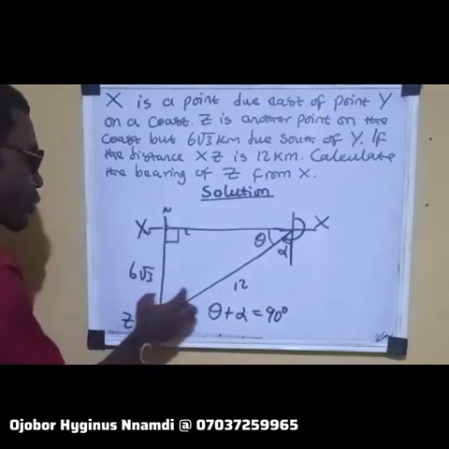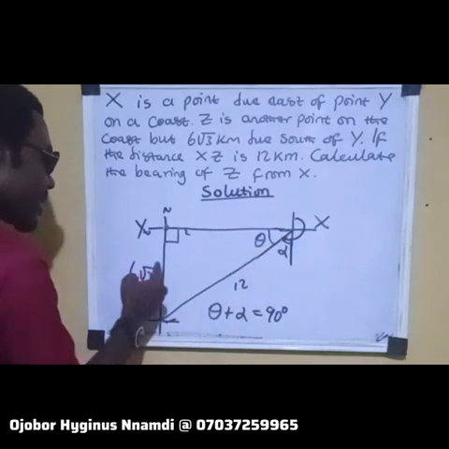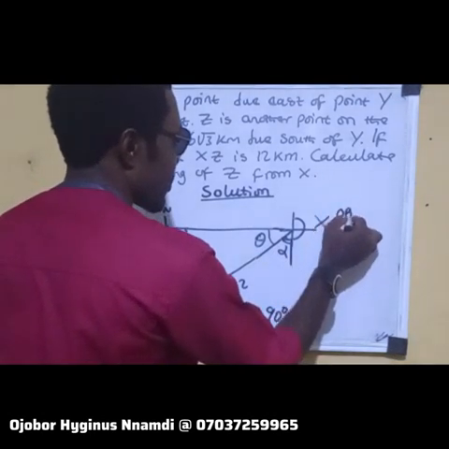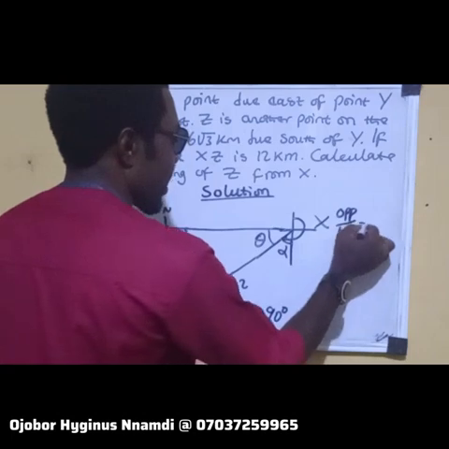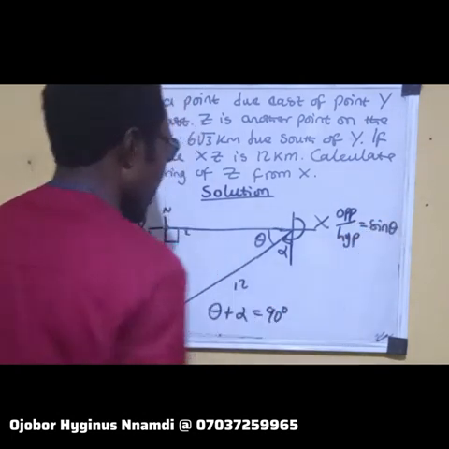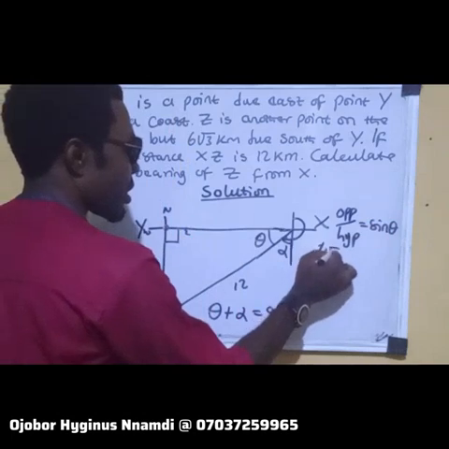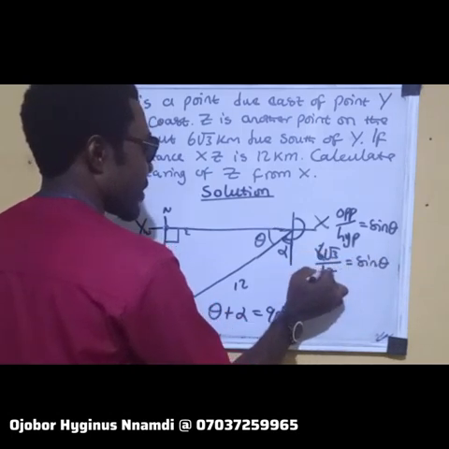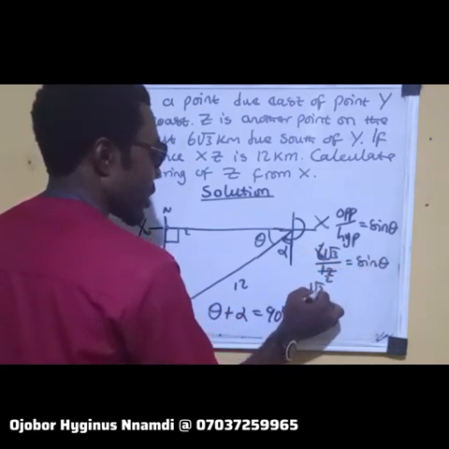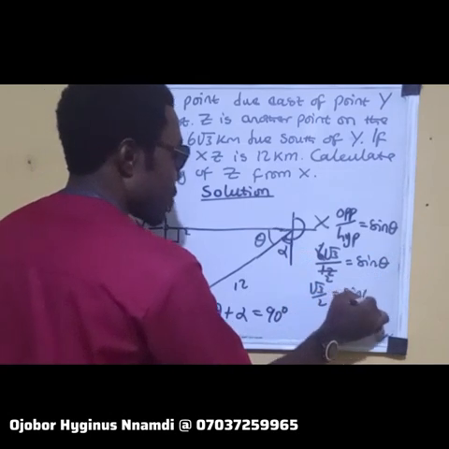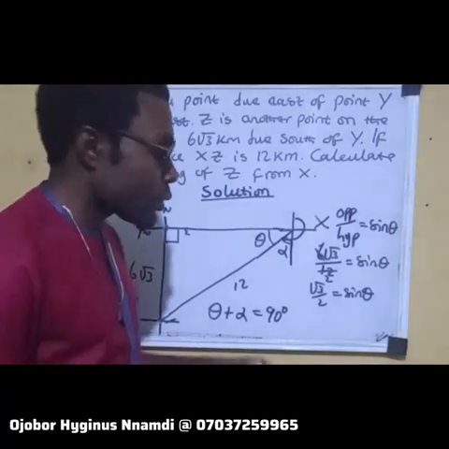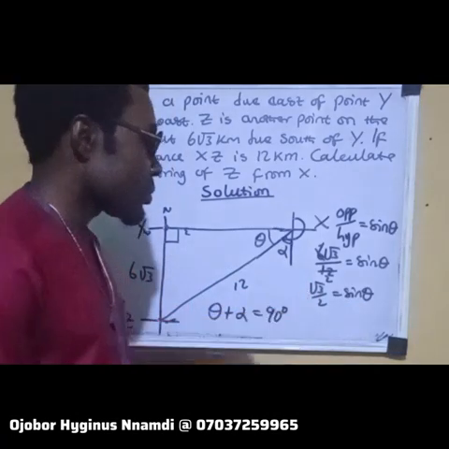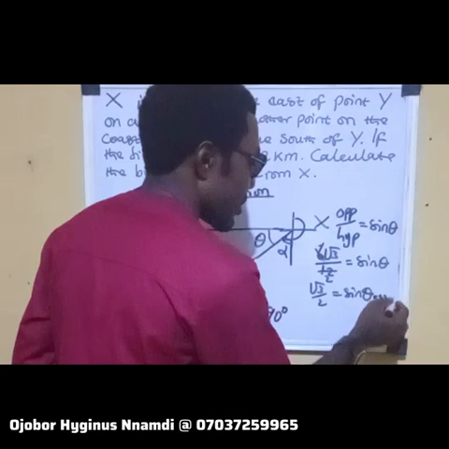From this triangle, this is a right angle triangle, and if this is theta, this is the opposite, and this is the hypotenuse. And we know that opposite over hypotenuse is equal to sine theta according to our trig ratio. If the opposite is 6√3 and hypotenuse is 12, it is equal to sine theta. 6 divided by 12 gives us 1/2, so we have √3/2 equals sine theta. And from our trig ratio table, sine 60 gives you √3/2.